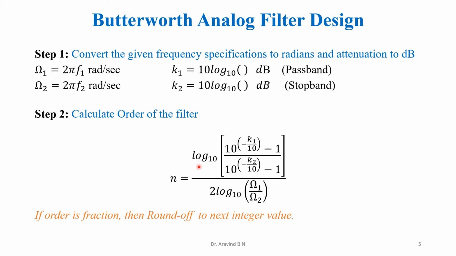Step 2. Calculate the order of the filter given by small letter n. N is equal to log to base 10, 10 to the power of minus k1 by 10 minus 1 divided by 10 to the power of minus k2 by 10 minus 1, whole divided by 2 log to base 10 omega 1 divided by omega 2. While calculating, if the order is obtained as a fractional value, then it must be rounded off to the next integer value only.